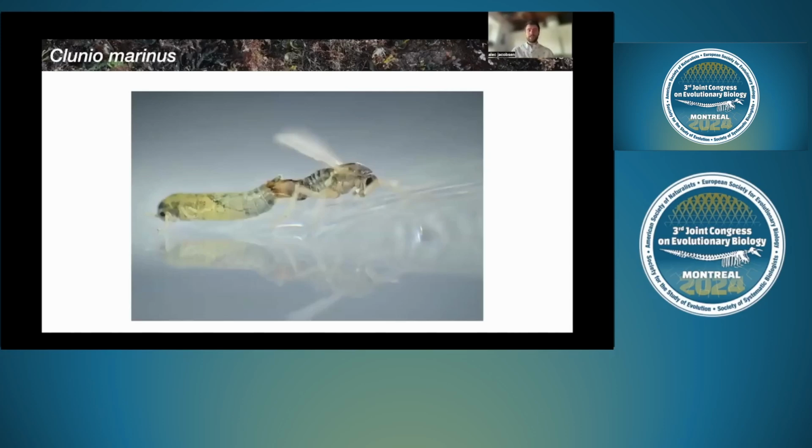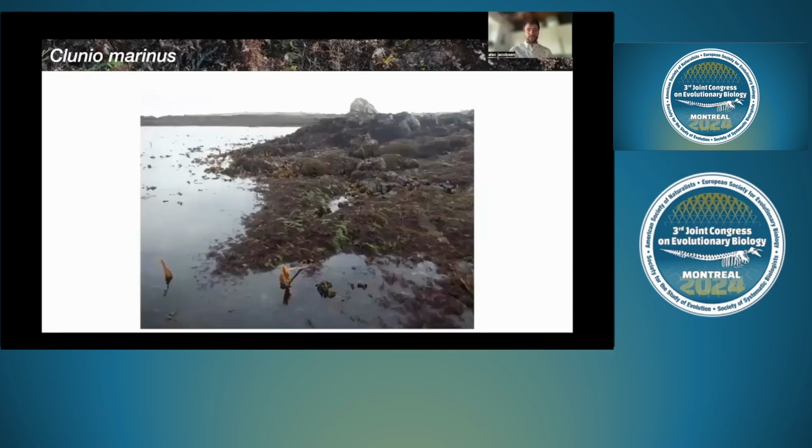Clunio marinus. And we study these guys because they time their reproduction to the phases of the moon using an endogenous biological clock. So Clunio spends the majority of its life as a little worm, a little larva, living in these algal turfs at the bottom of the intertidal zone. And these turfs are only exposed to the air during the lowest of the low tides, which happens around new moon and full moon.